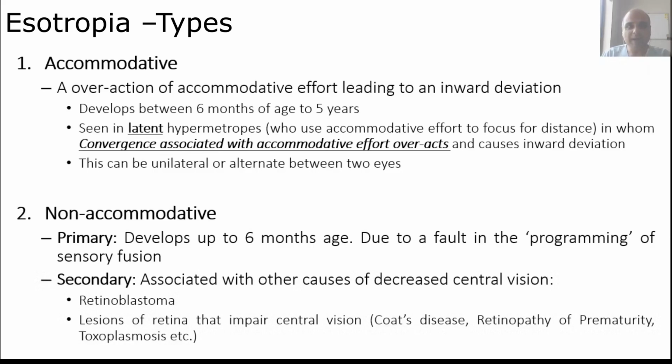A secondary form happens because of some other form of decreased vision. For example, retinoblastoma or lesions of the retina that impair central vision, Coats disease, retinopathy of prematurity, toxoplasmosis. We have talked about these diseases before, and because these diseases also cut off visual signal, the eye has the potential to develop amblyopia. And one of the forms of amblyopia, strabismic amblyopia, the eye would simply deviate because there is no perception of light.